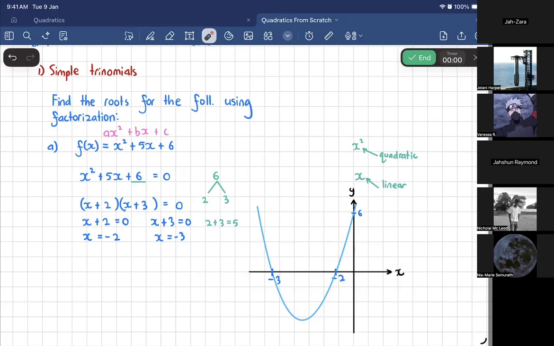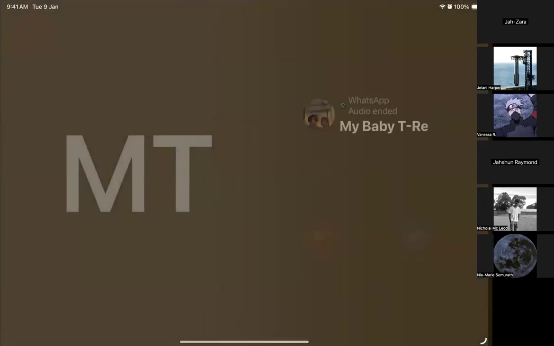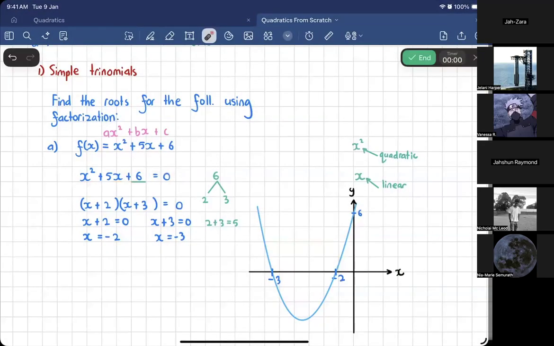So, in the second line, we put the entire thing equal to 0 because, Jazara, if we're trying to figure out the x-intercepts, at the x-intercepts, what do we know again? Remind me, what do we know at the x-intercept? What is equal to 0 at the x-intercept? Y. And y is the same thing as f of x.